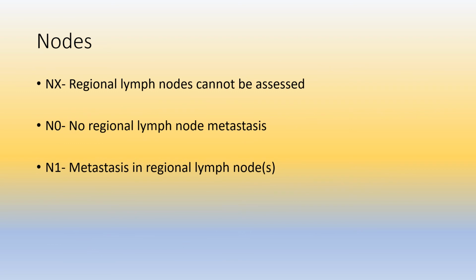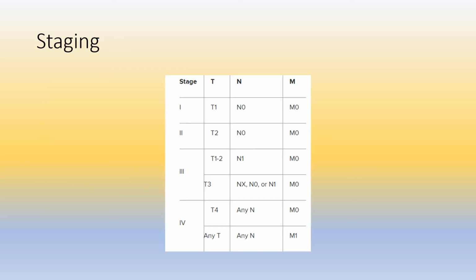Now the nodes, if you can't figure it out, it's an NX. If you're quite sure there's no nodes, all of them are negative, it's an N0. And then if there is nodes, it's an N1. And then if there's no Mets, it's an M0. Distant Mets is an M1. And MX is usually used if you don't know yet or can't figure out whether there's any metastasis.